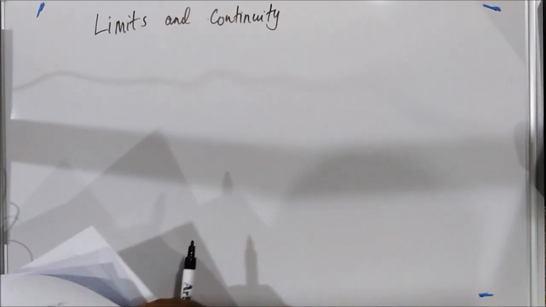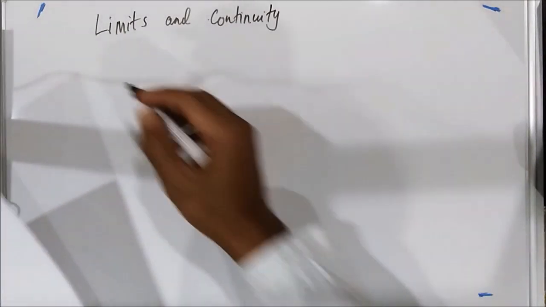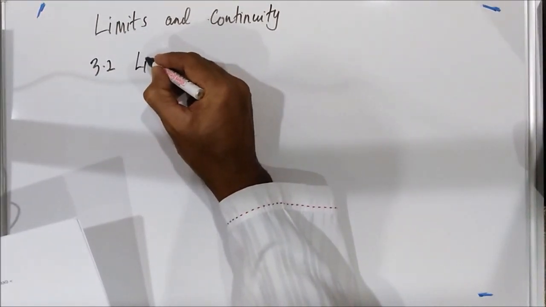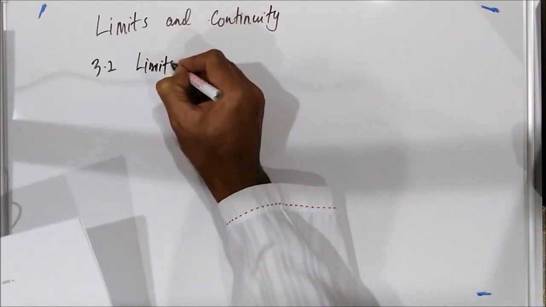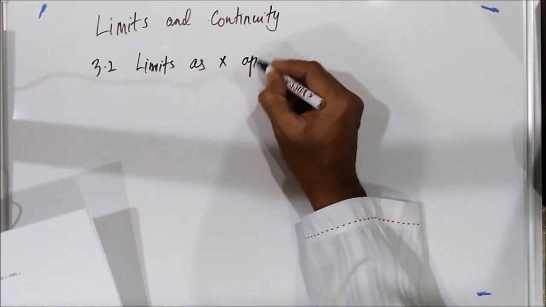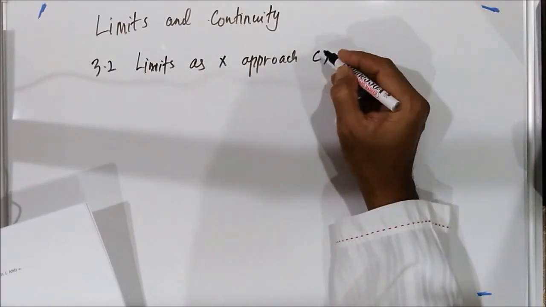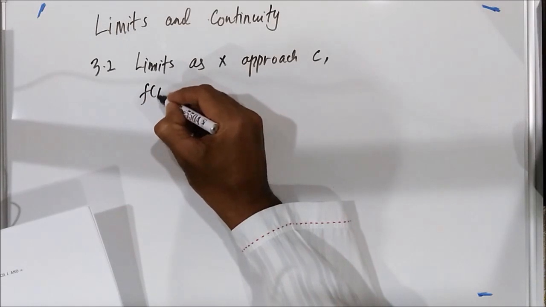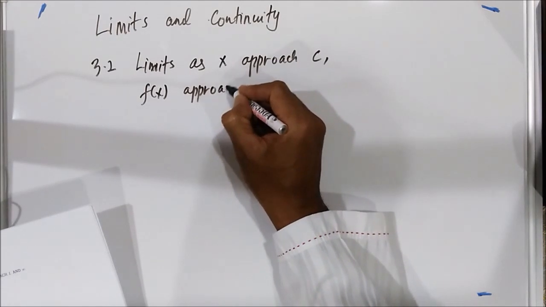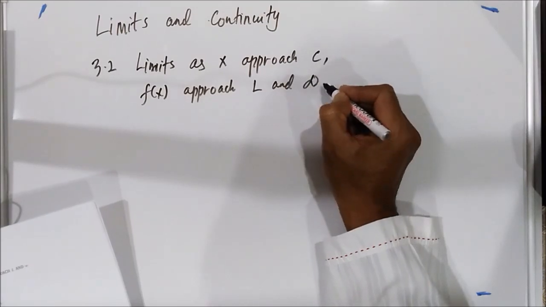Now I go to 3.2. If you refer to your notes, 3.2 is on the limits as x approaches c and f(x) approaches L and infinity.